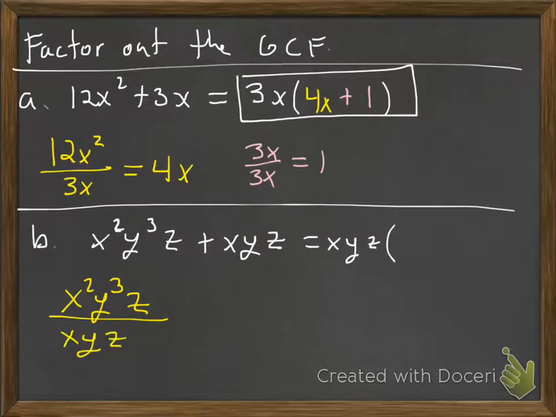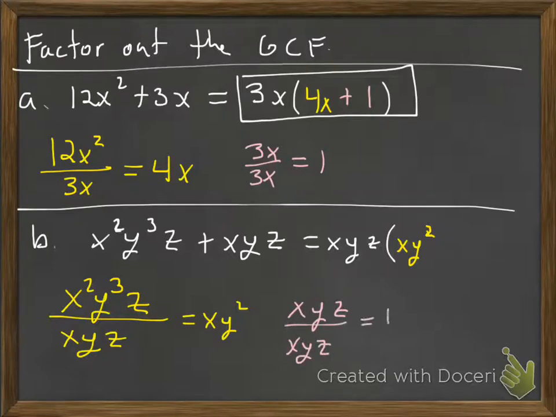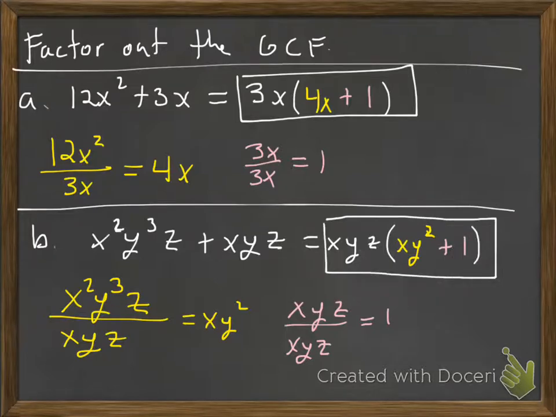Okay, so I have 2 x's upstairs, 1 downstairs, so a pair cancels, and we'll have 1 left. Then we have y cubed upstairs and y downstairs, so you have 3 upstairs, 1 downstairs, so you have 2 left, and then the z's will cancel out. So I have xy squared left, and then we'll take the second term, xyz, divide that, and we get just 1. And there you are, it's factored out.